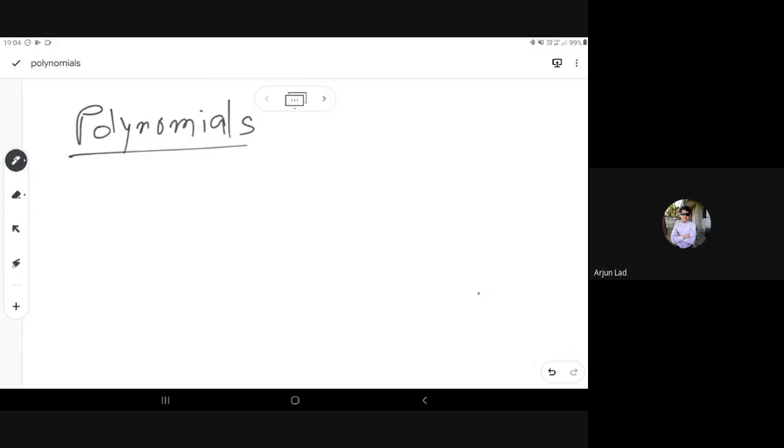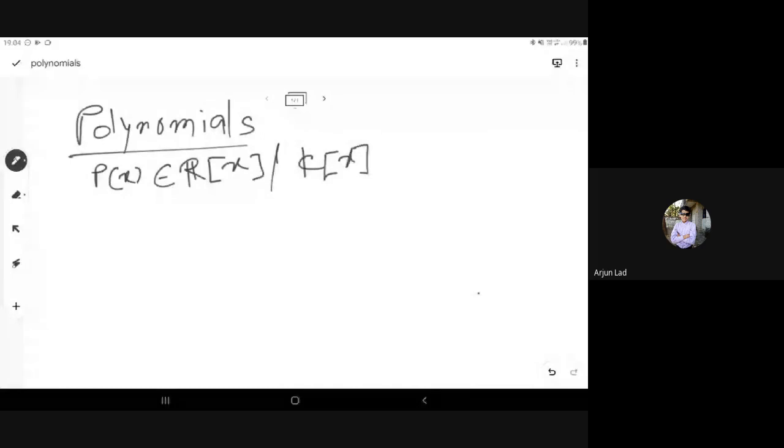So we'll now try to understand polynomials, like in R[x]. Whenever we talk of a polynomial, we will by default understand that it belongs to R[x] or C[x], as the need might be.